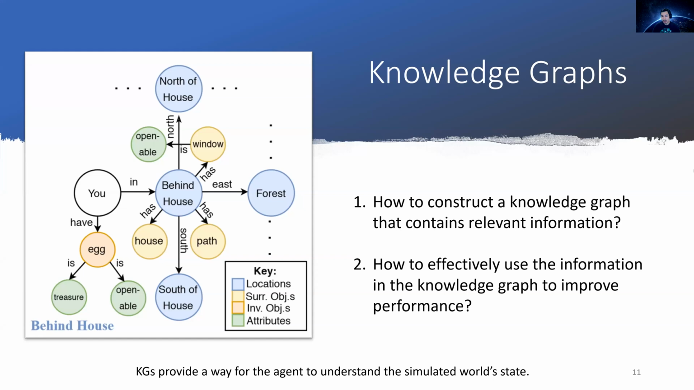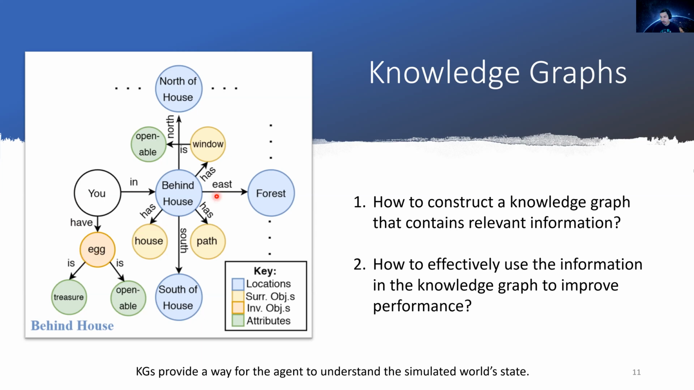So knowledge graphs provide a really appealing way for the agent to represent its understanding of the simulated world state. They organize information into graphs that are composed of locations, objects, and attributes of objects, as well as the relationships between these. In the Zork example on the left, we can see an idealized knowledge graph representing the concepts of ownership, which you can see in the you have egg relation here.